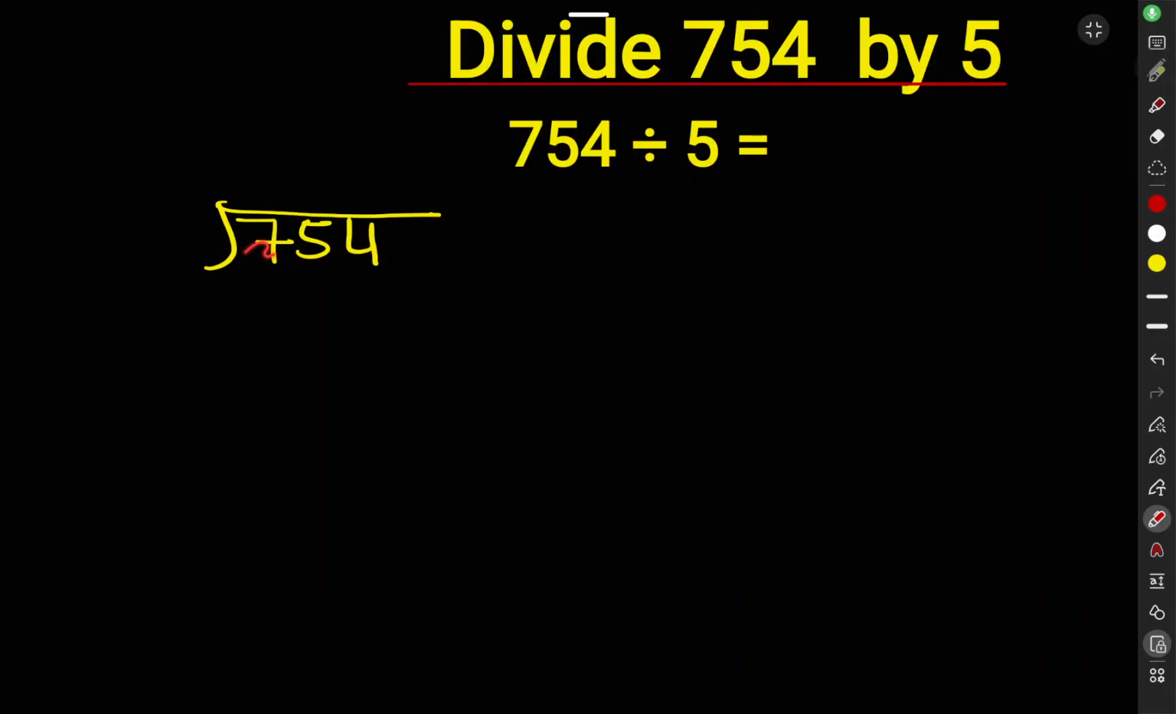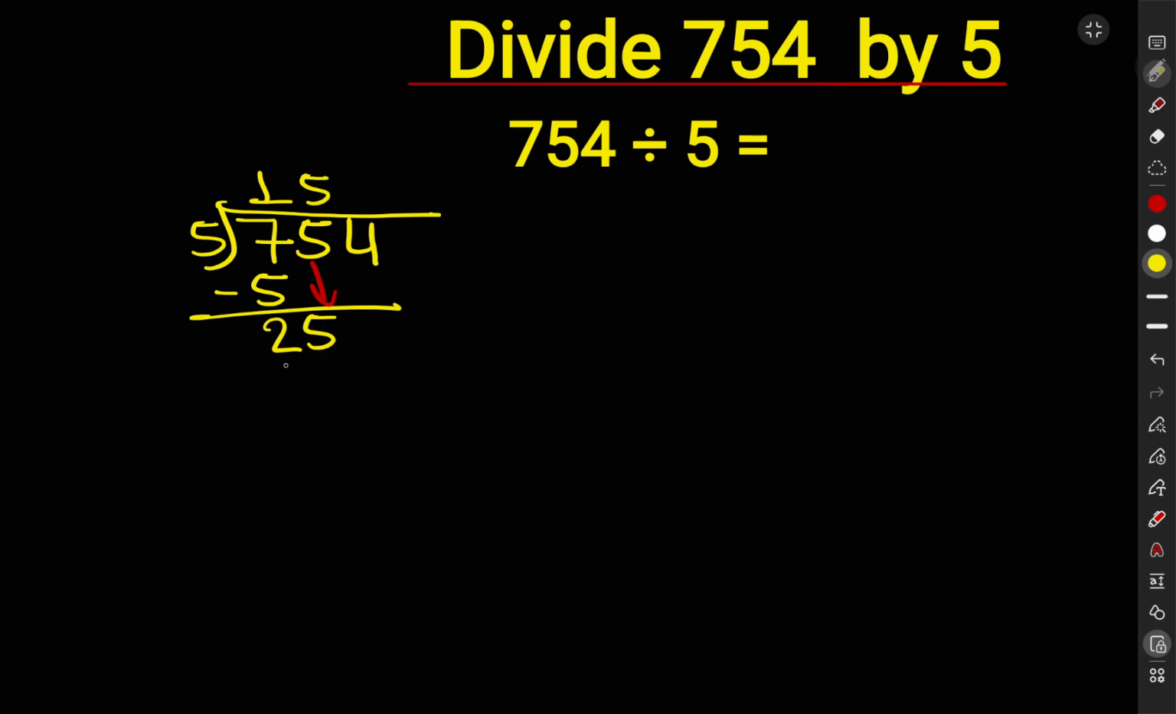We divide 754 by 5 in a long division method. 5 times 1 is 5. On subtracting we get 2. So now we put down this 5 and it is 25.